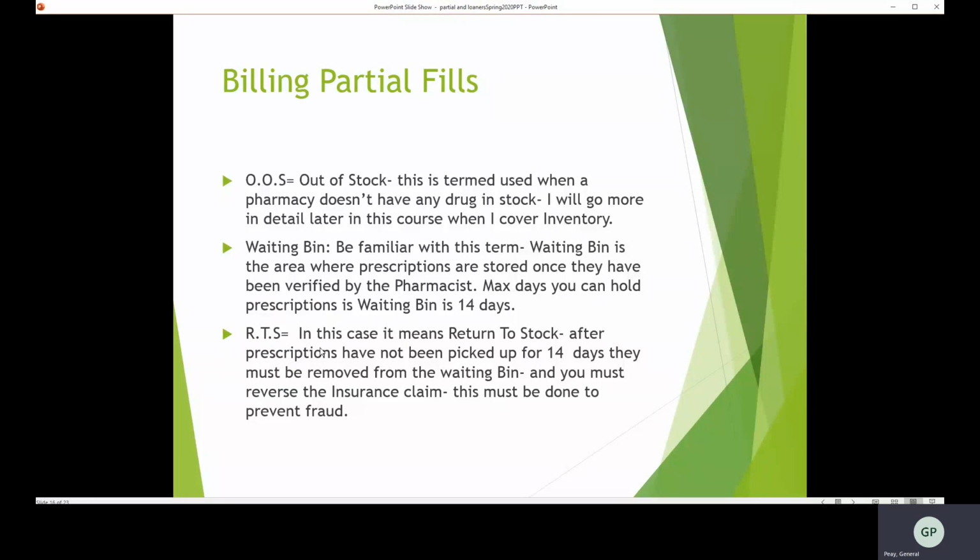So once the medication has been reversed out, it's called a RTS, or return to stock. This is after prescriptions have not been picked up for 14 days. They must be removed from the waiting bin, placed back on the shelf, relabeled, and you must reverse the insurance claim. This must be done to prevent insurance fraud. Because if you never reversed it back out, you're keeping money that the insurance company has paid the pharmacy and that the customer has never picked up. So be familiar with those terms, please.